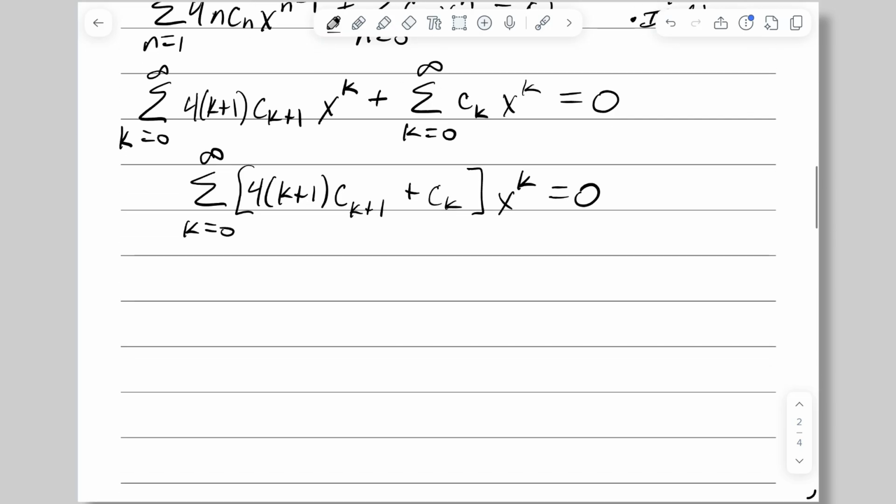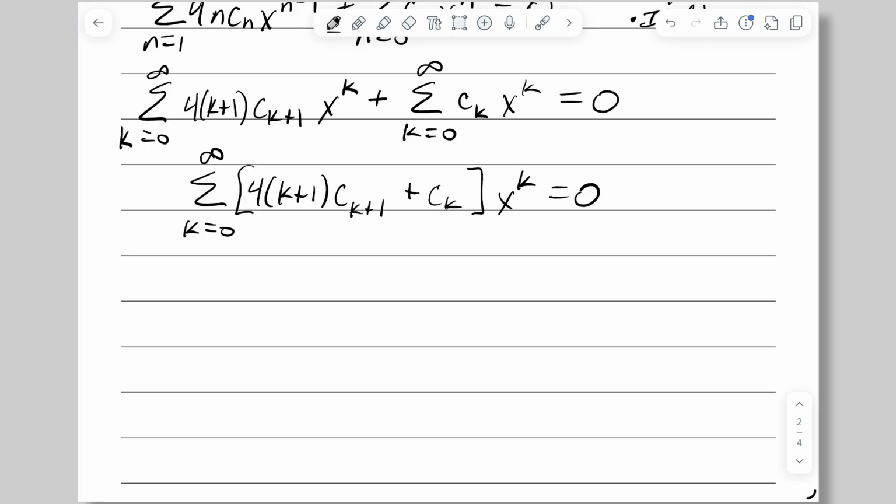Now, I said in the last video, we're really after what these coefficients are, the c's. If we were to expand out this sigma, we would have a constant term because it's k equals 0 and we have x to the k. Then we would have a linear term when k is equal to 1 with a coefficient. We would have a squared term when k is equal to 2 with a coefficient, and so on. But the right-hand side is equal to 0, which means that all of the coefficients for all of the powers of x are equal to 0.